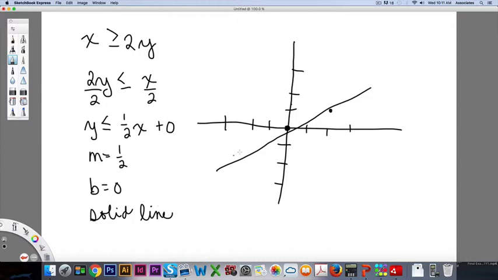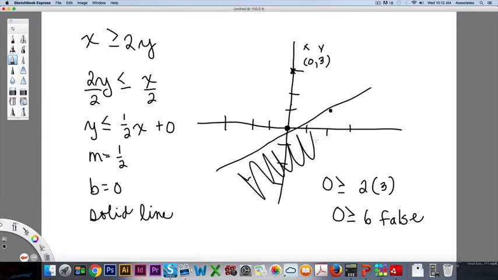Now that would be perfectly fine if we were dealing with just algebra, but we're truly dealing with a real world problem, so we need to think about that for a second. Let's first decide which side to shade. Notice 0, 0 is on the line, so I'm going to pick this point right here. It's not on the line, and that point is 0, 3. I'm going to substitute it in, in the beginning inequality, if I remember which one's x and which one's y. So is 0 greater than or equal to 2 times 3? Is 0 greater than or equal to 6? Well, no. So it's not on that side. So I'm going to shade down here.